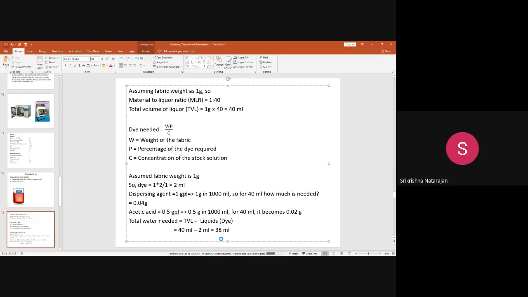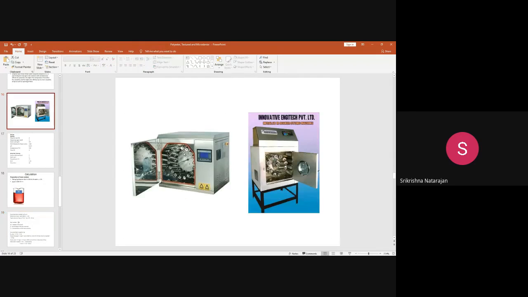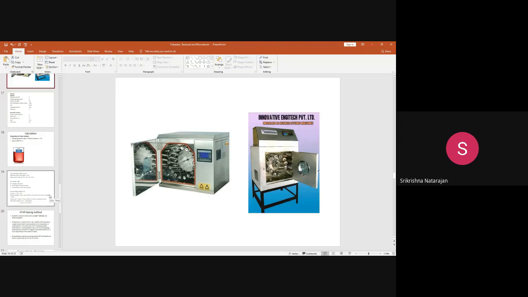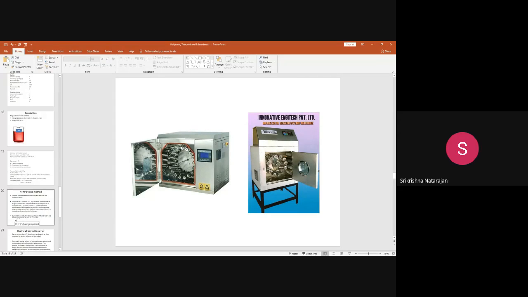So 38 ml water you have to add, 2 ml dye you have to add, and apart from that you have to add the 0.02 gram of acetic acid, 0.04 gram of dispersing agent, and then mix them thoroughly, and then put this in the beaker, and then take the fabric, polyester fabric, उसको 1 gram polyester fabric आप बना के रखा है ना, वो ले लो, just wash that in the water, just squeeze it in your hand, put it inside this beaker, and then tighten this beaker, close this, set the temperature, time, so that the dyeing will be performed.